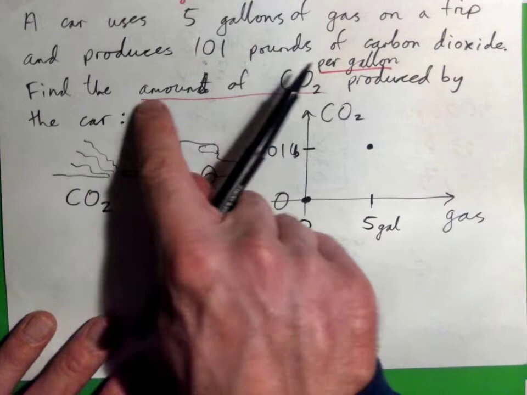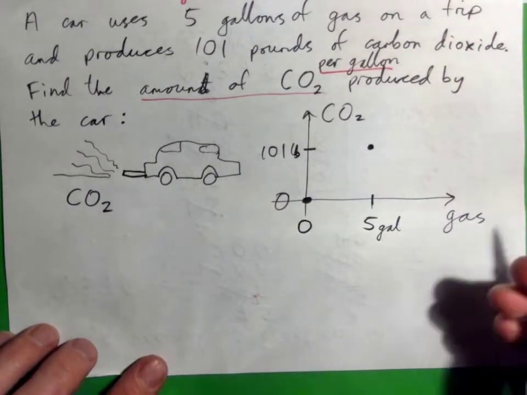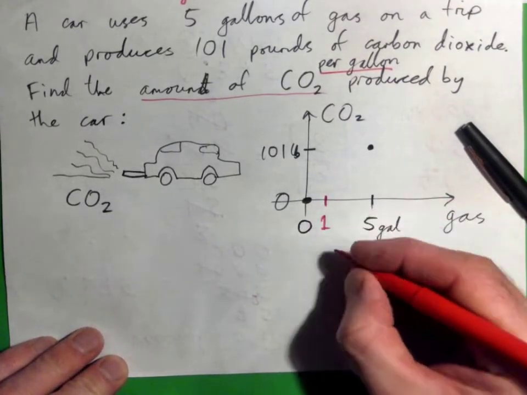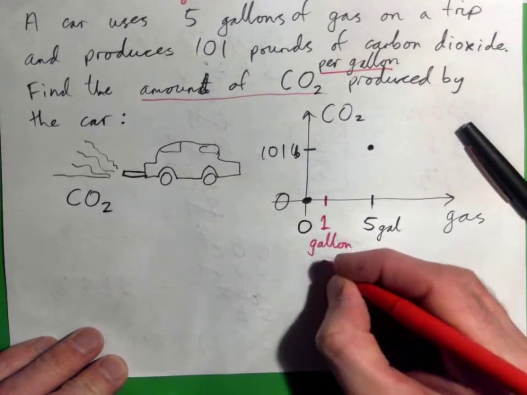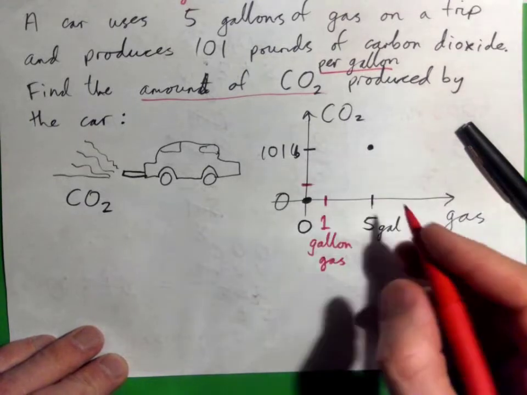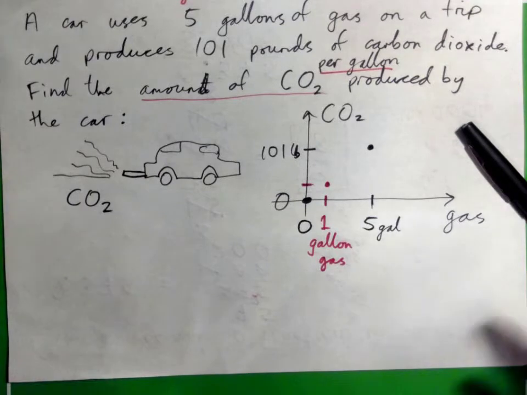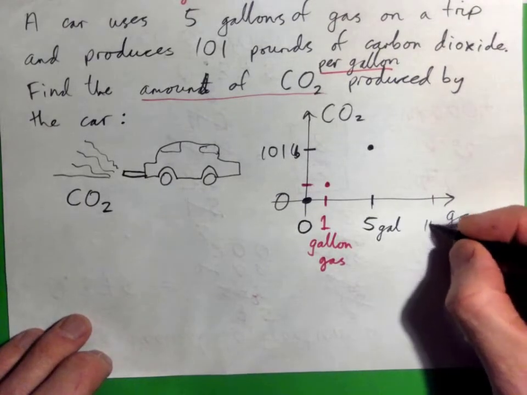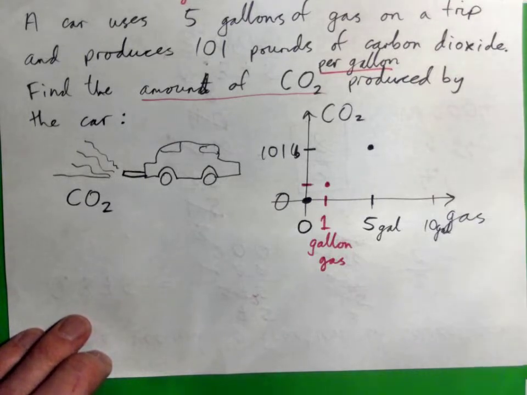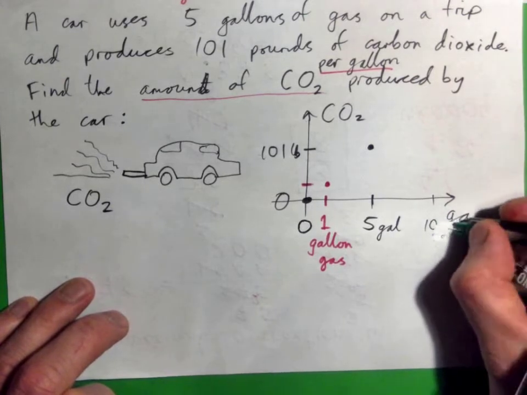Now what we're asked for is to find the amount of CO2 per gallon produced by the car. In other words, what they want us to figure out is if we just burned 1 gallon of gas, how much CO2 would come out? And we have to find that, right? But what I want you all to understand is if I was to burn 10 gallons, how much CO2 would come out? You can either take a guess or tell me more or less than 101. But you think it would double.